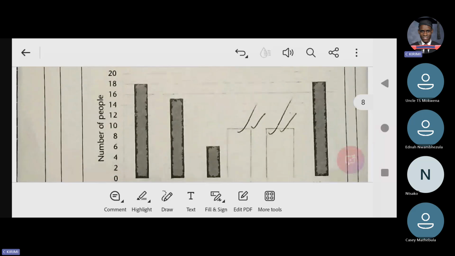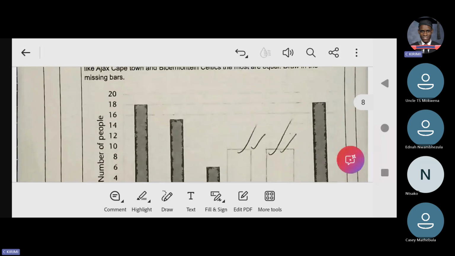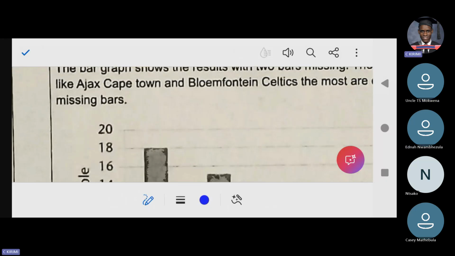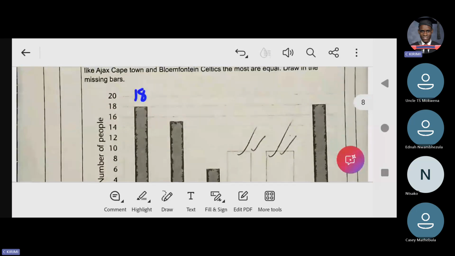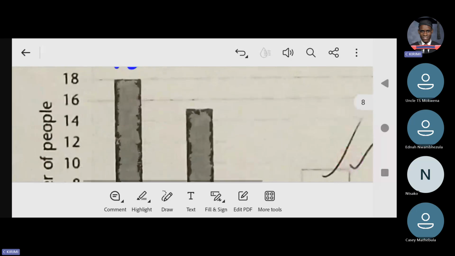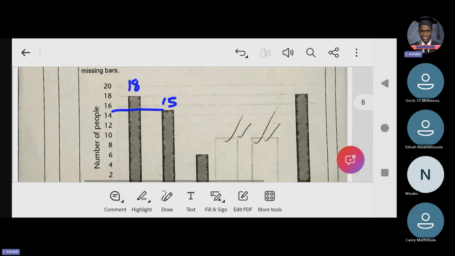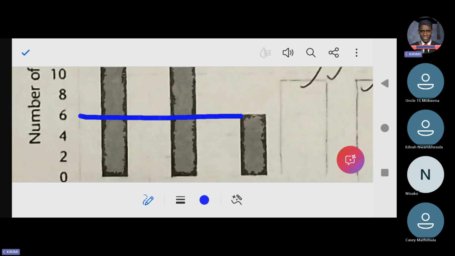So the trick was that first you calculate how many people supported the other teams. For Kaizer Chiefs, there were 18, isn't it? Yes, 18. Then for those supporting Orlando Pirates, can you see that the bar graph is at the middle. It's 14, but it's after 14. So it's what at this point? 15. That's how you do it. Then you go to Amazulu. How many were supporting Amazulu? Check. 6.